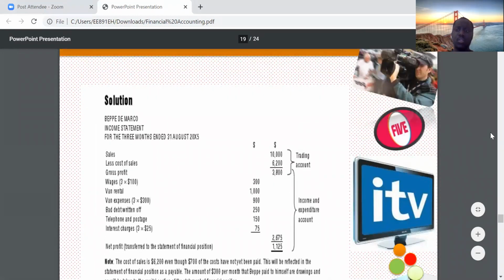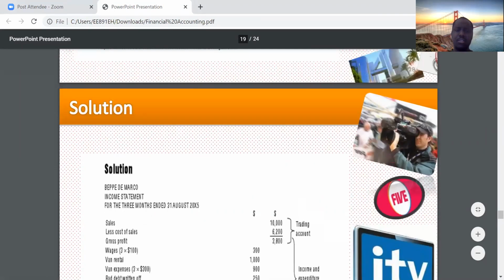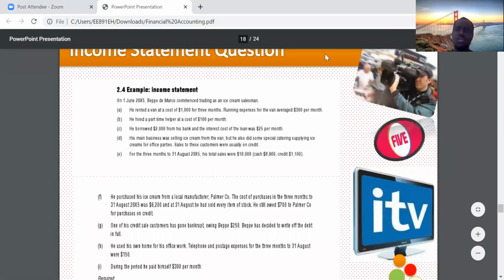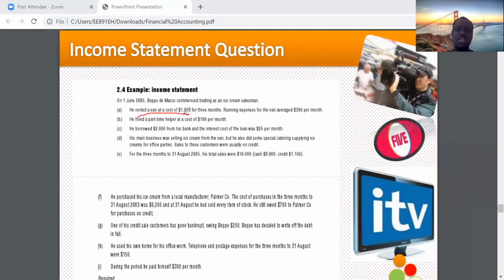So let's scroll to the top and see our expenses. He rented a van at a cost of 1,000 for 3 months. Remember, we are preparing this for 3 months. So that's our first expense.